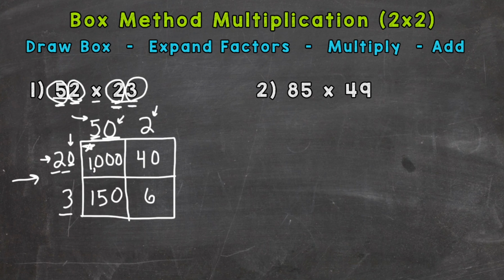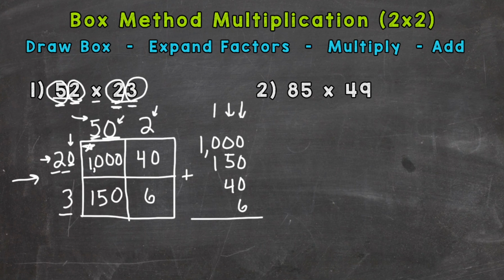So we can do 1,000. I like to go greatest to least here. So 1,000 plus 150 plus 40 plus 6. Make sure you have all of your places lined up. Notice the ones place, tens, hundreds, thousands. Everything's lined up. And I want to go backwards here 1 second. The numbers that we are adding together here, these are called the partial products. They are part of the final answer or product.